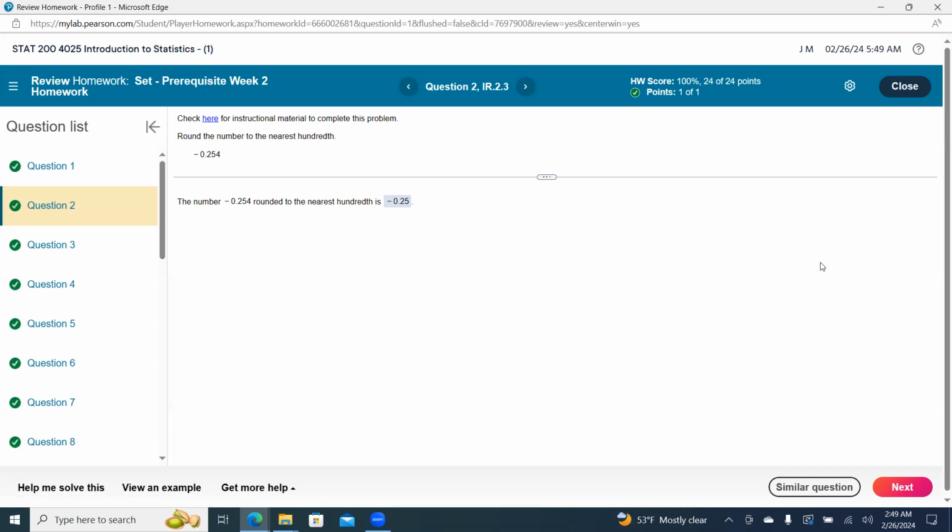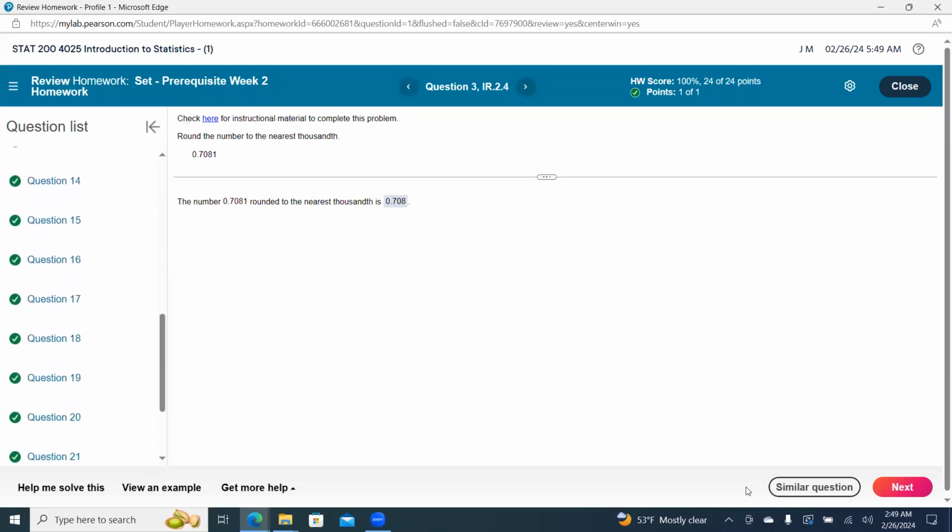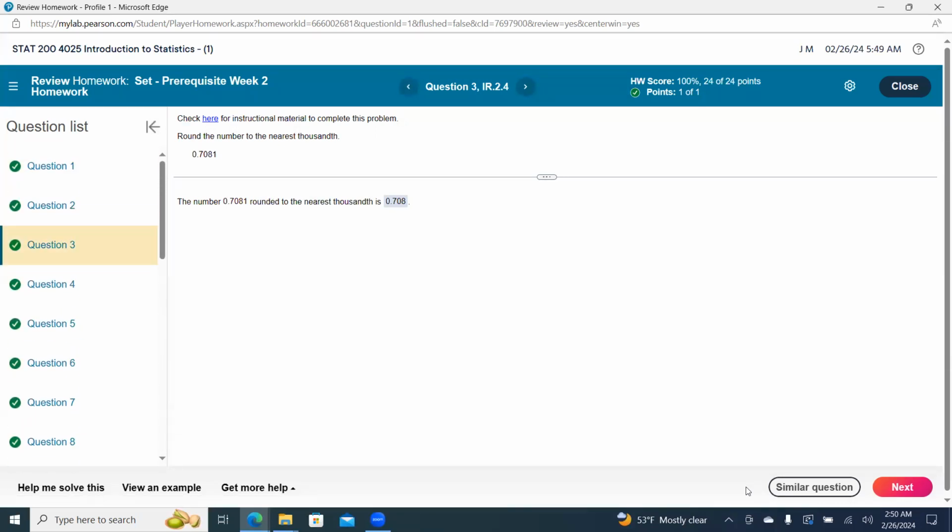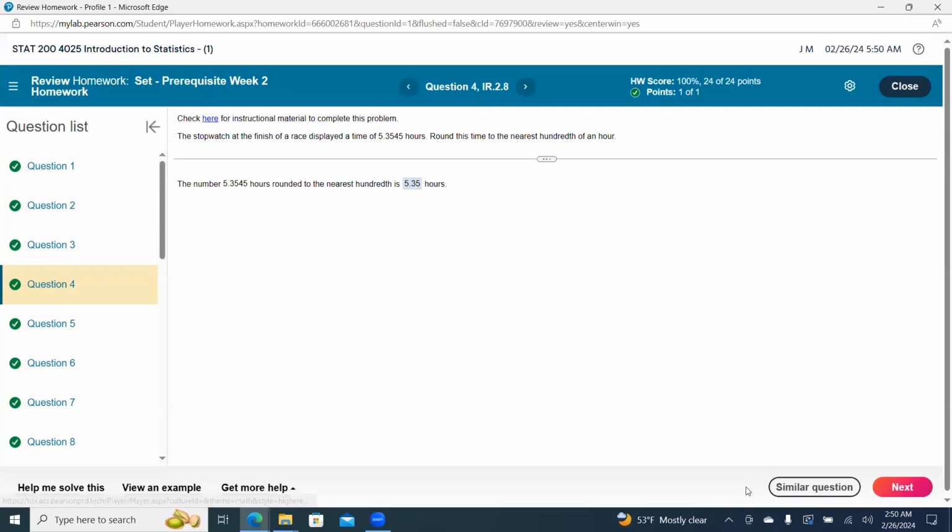The number rounded to the nearest hundredth. Tenth, hundredth, thousandth, and it is negative. That's self-explanatory. This is all basically rounding. We shall change exercises, but it starts with rounding. Thousandth, tenth, hundredth, thousandth. That one should be correct. Nearest hundredth.